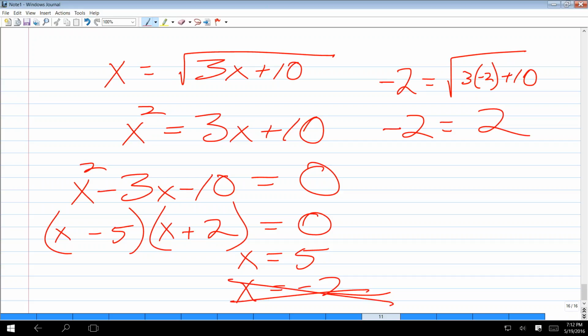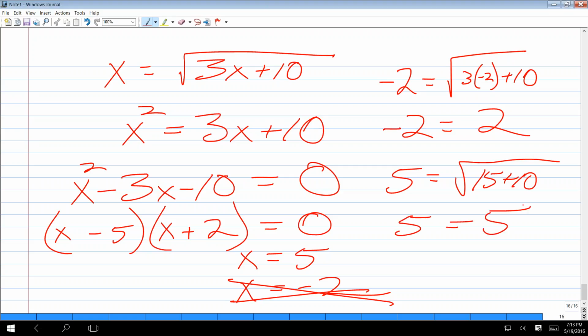The only answer that absolutely works is x equals 5. Notice if I plug in 5 for x, I get 5 equals the square root of 15 plus 10. That's the square root of 25. 5 equals 5. So this answer works when I check. And always check when you see radical signs.